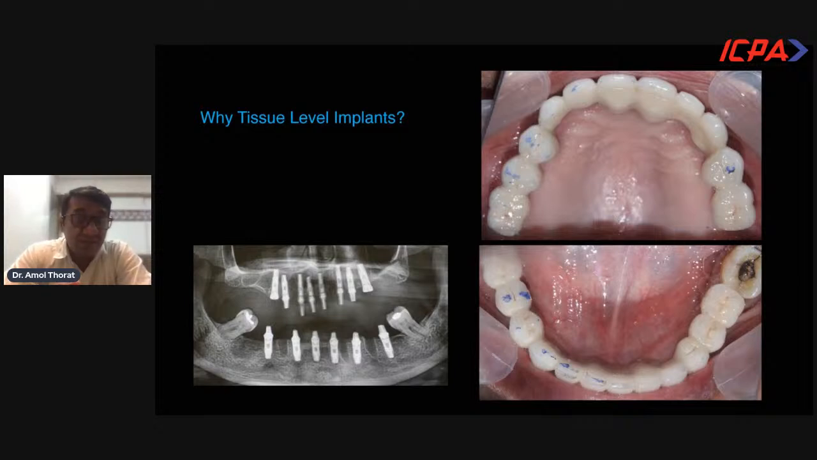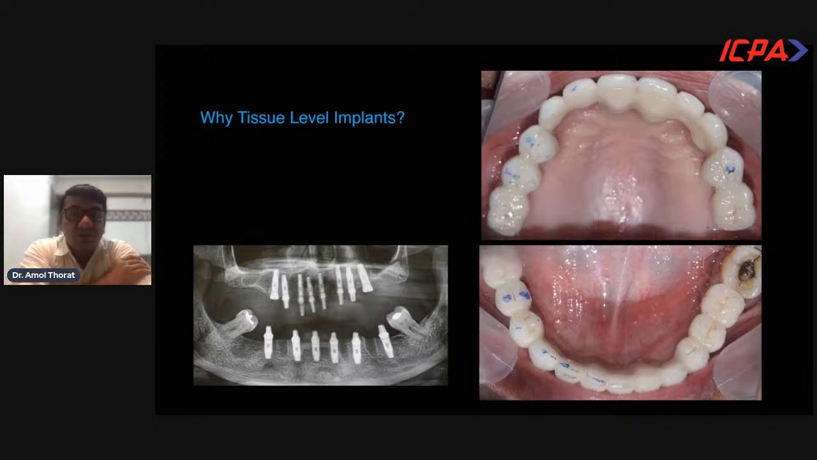Now, in tissue level implants, we are operating at the tissue level, not at the bone level. So the chances of cement getting lodged into the sulcus are minimum. So that's one advantage. The second advantage is, if you know about the Zipprich movement, that is the movement occurring between the implant and abutment. You have an implant and an abutment which fits on the implant, but every time the patient eats, there are occlusal forces which cause some movement between implant and abutment. And in bone level implants, this movement occurs at the bone level. That is the Zipprich movement.